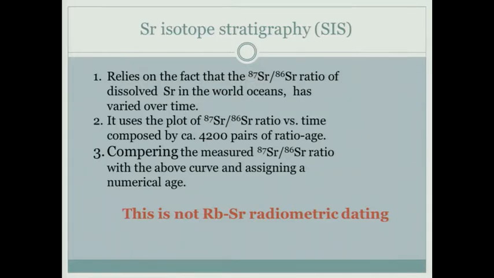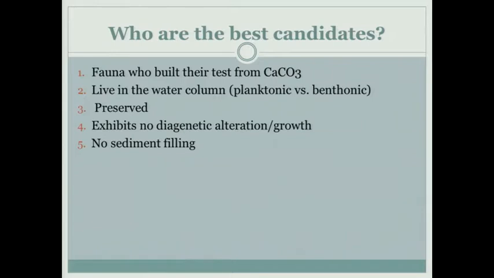This is not rubidium-strontium or geochronometric dating. We do not measure the decay of rubidium to strontium. We just use this curve, which has to do with tectonics and hydrothermal activity in the ocean and was recorded by Foraminifera, to assign a numerical age. So what are the best candidates? Fauna that build their test from calcium carbonate, because if you take, for example, radiolaria that build a test from silica, it wouldn't be good because silica would not incorporate strontium in the lattice.